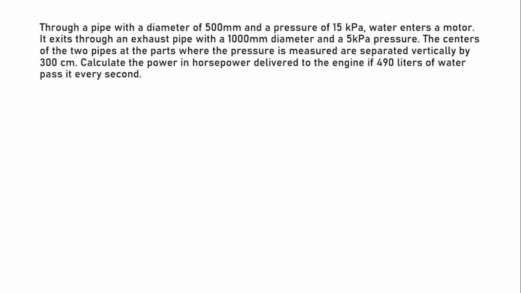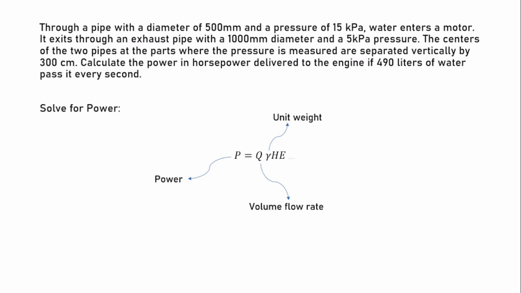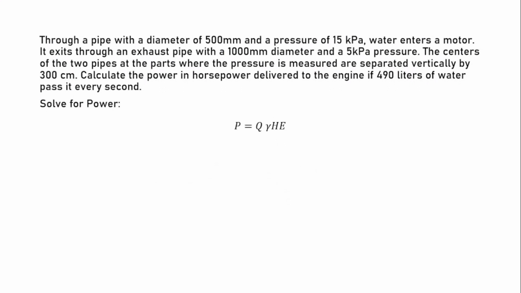After solving for HE, we can now solve for the power. Power is given by the equation P equals Q times gamma times HE, where P is power, Q is the volume flow rate, gamma is the unit weight, and HE is the H turbine. Plugging in all the values, we get 0.49 times 9,810 times 4.317.